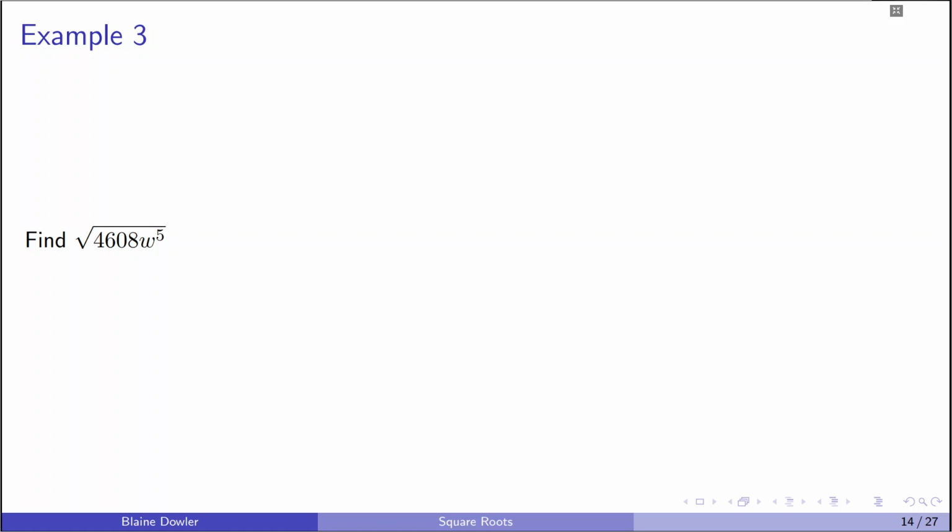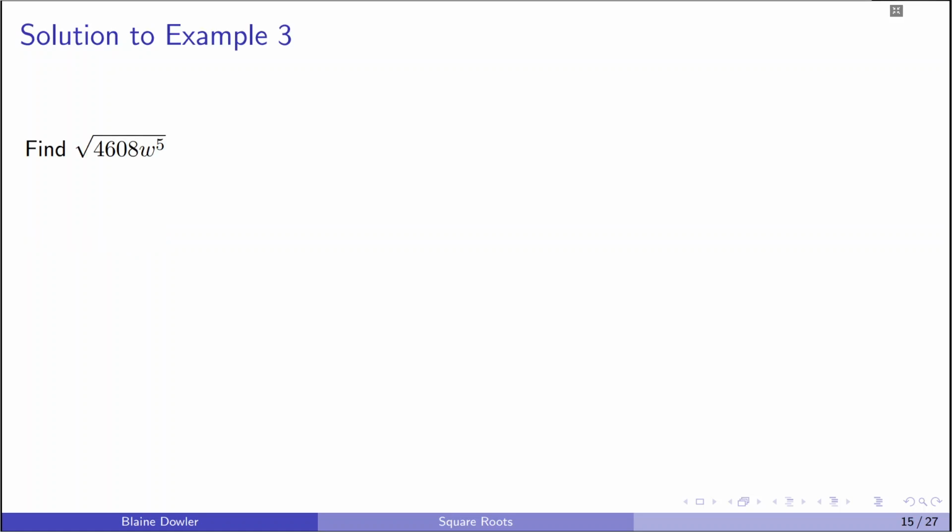Example 3, 4,608 times w exponent 5. Well, we need to find the prime factorization of 4,608, but we can do that. We pull out enough 2s, we find it's 2 to the 9, we're left with 3 squared, and a w to the 5th. Now, we separate 1 out from each of our terms with odd exponents.